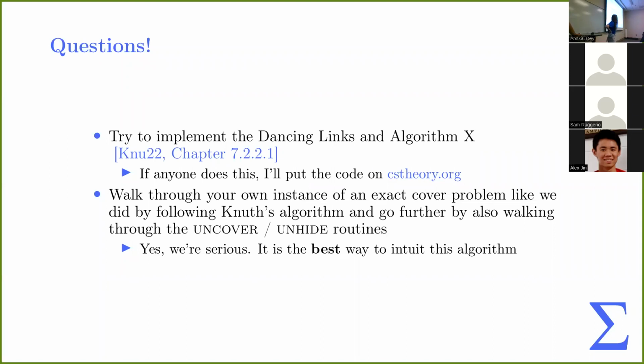If you want to walk through this like we did, it's a really good way to understand the algorithm. We sort of brushed over uncover and unhide, but they are really important parts of the backtracking. If you really want to understand this algorithm, you can go look at those. I just didn't want to think too much about pointers. I read all the pictures like 10 times.